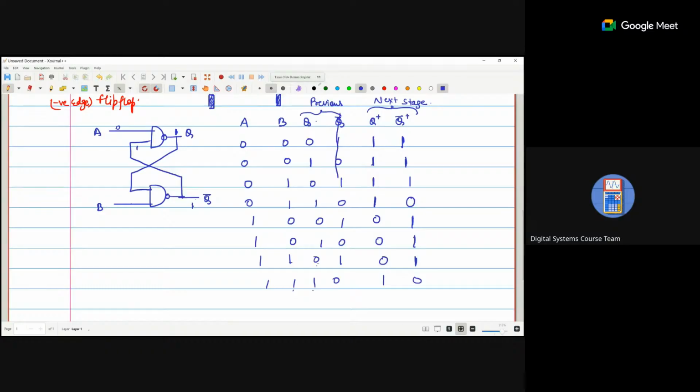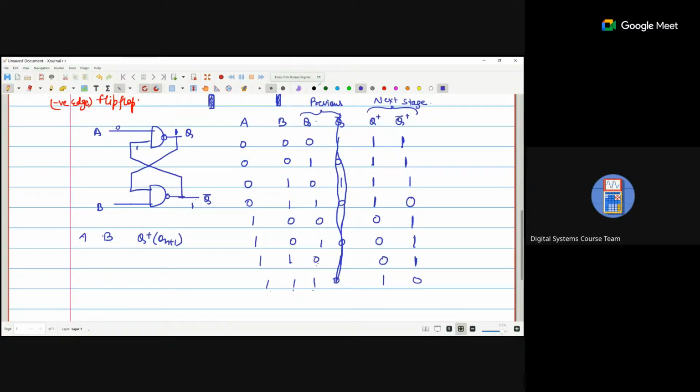Okay, so I remove this one and remove this one. Okay, now I analyze from the data. When A, B, Qn plus 1 or Q bar, Q plus. Okay, you can write in any way, Q and plus.